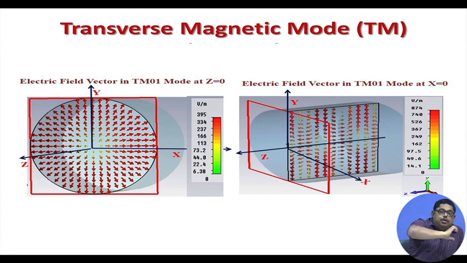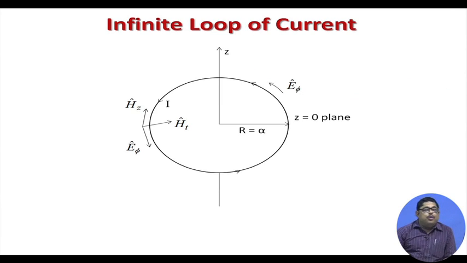So, in a hollow metallic cylindrical pipe, you see the electric field vector is like this. Also, the electric field vector we are showing, in any in-between place at x equal to 0, has a longitudinal component. This is an example of a transverse magnetic mode.